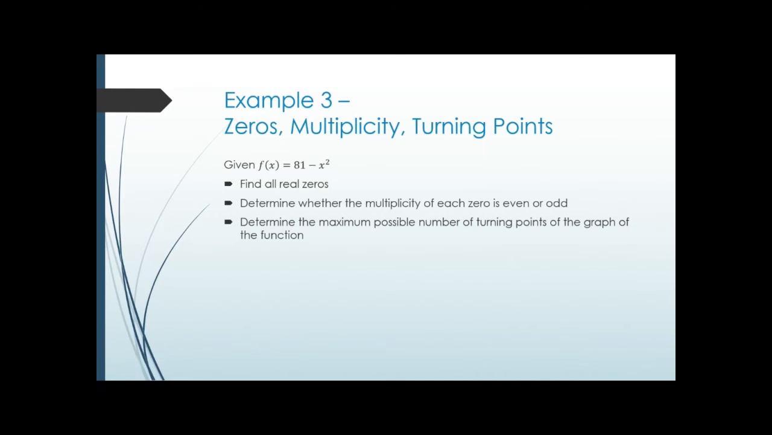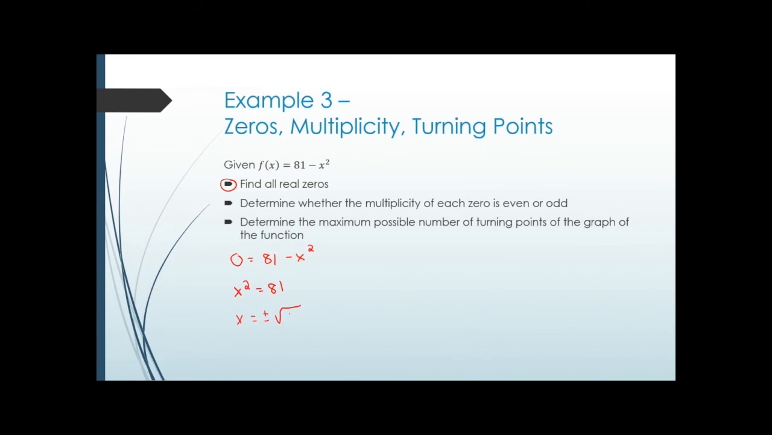So we'll just go in order by finding all of the zeros, and I'll color code these. When you find the zeros, you set your equation equal to 0 and then solve for x. So we have 0 equals 81 minus x squared. The easiest way to solve this is to add x squared to both sides so that I have x squared equals 81. And then I take the square root, and when you take the square root, we get a plus or minus.